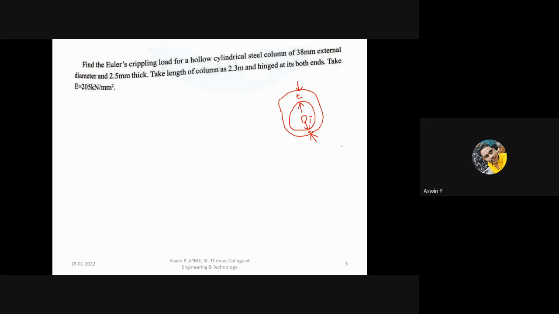Kilonewton per mm square. This is our problem. We need to find the crippling load, and for finding the crippling load we have Euler's equation, that is, you need to write PCR equal to pi square EI divided by LE square. That's given to us.